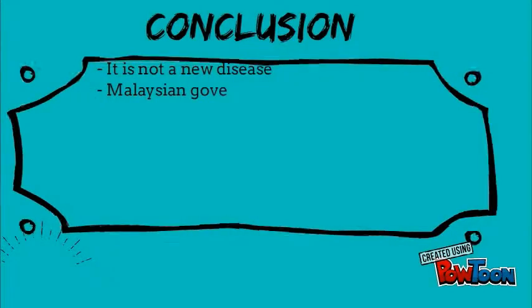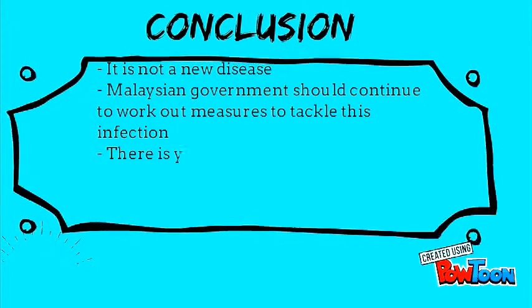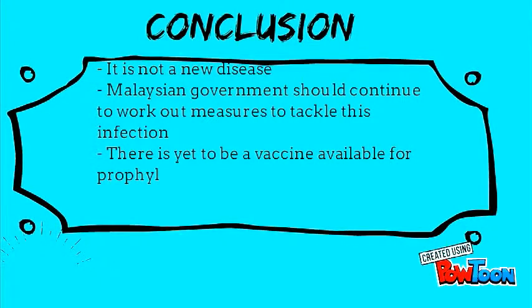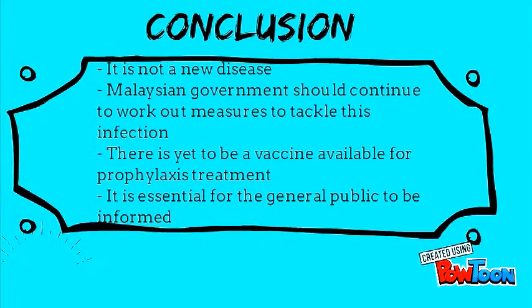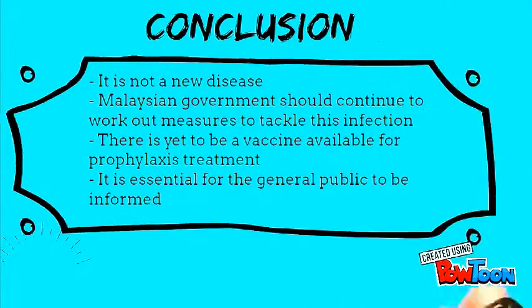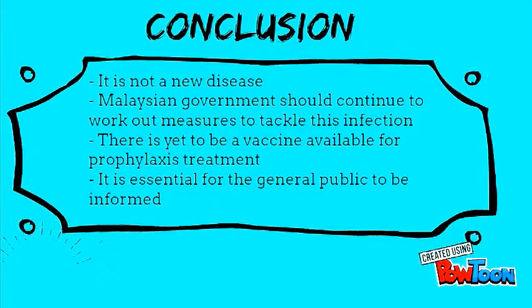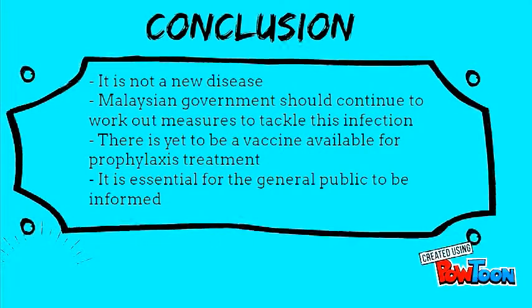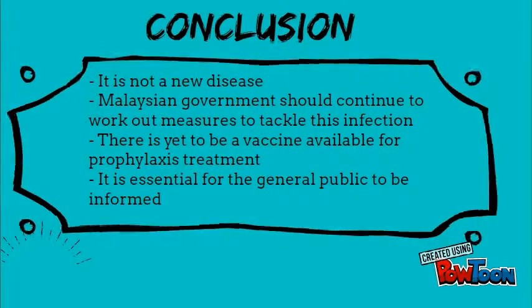In summary, leptospirosis is not a new disease in Malaysia, but has been around since 1925. Its recurrence in recent years proves to be a source for concern. Therefore, the Malaysian government should continue to work out measures to tackle this infection so that its incidence does not continue to rise. Although there are antibacterial treatments available, there is yet to be a vaccine available for prophylaxis treatment of leptospirosis in humans. So it is essential for the general public to be informed of steps to take to prevent the spread of leptospirosis in the country.